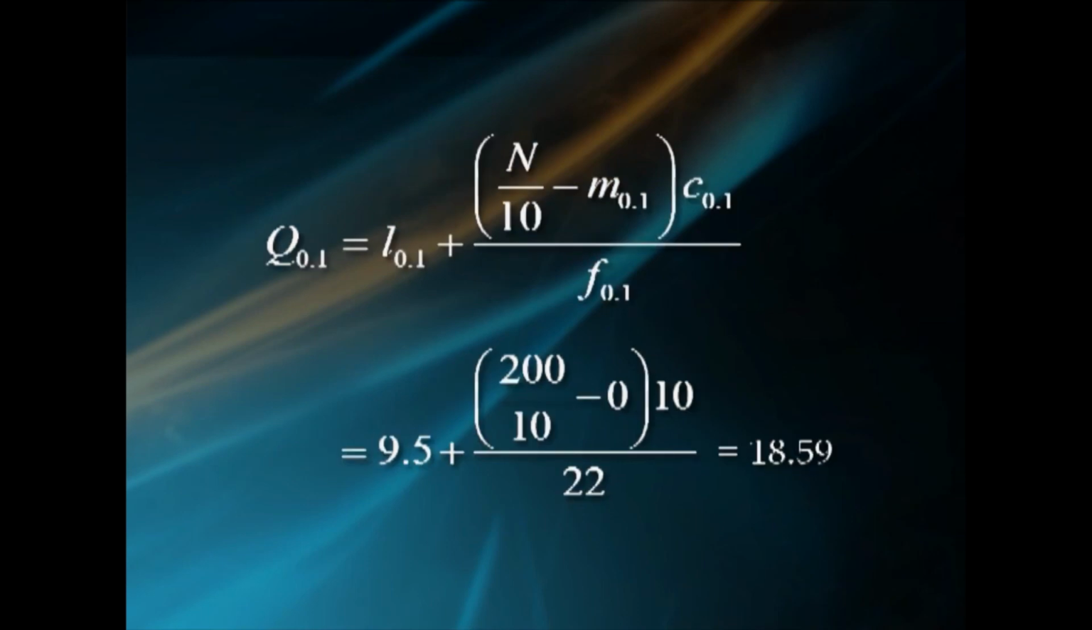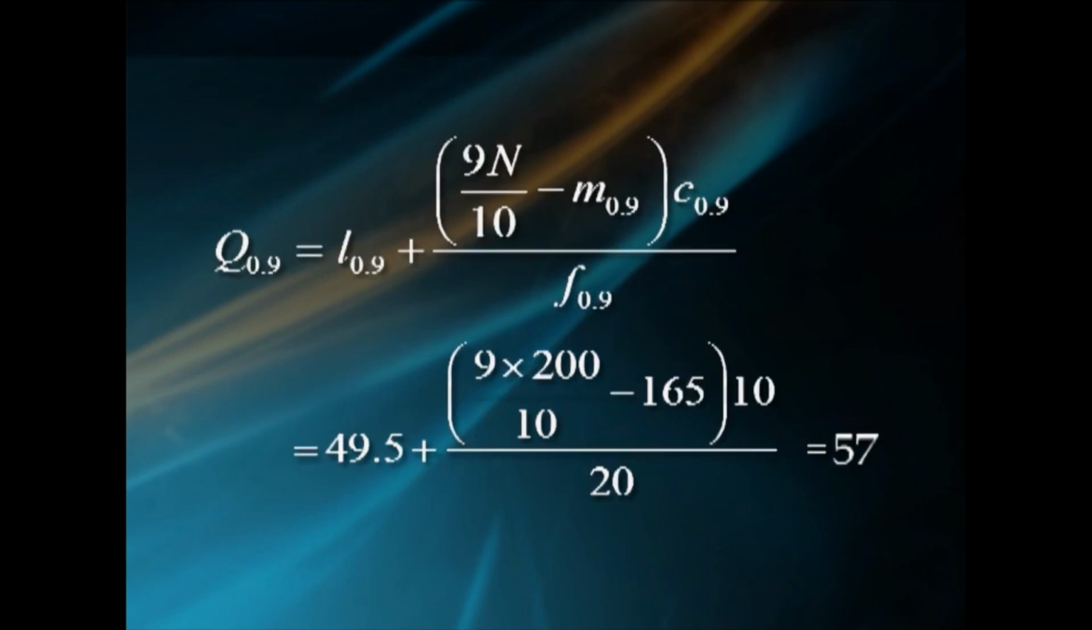Q0.1, that is L0.1 plus N by 10 minus M0.1 into C0.1 by F0.1, that is 9.5 plus 200 by 10 minus 0 into 10 by 22, that is 18.59. Q0.9 equal to L0.9 plus 9N by 10 minus M0.9 into C0.9 by F0.9, that is 49.5 plus 9 into 200 by 10 minus 165 into 10 by 20, that is 57.